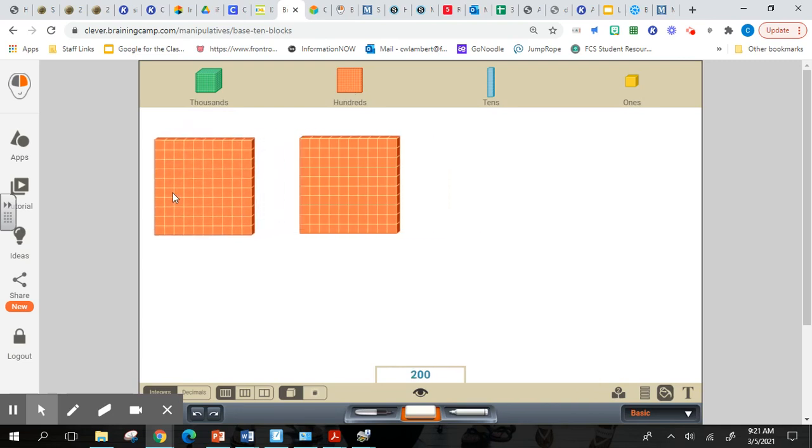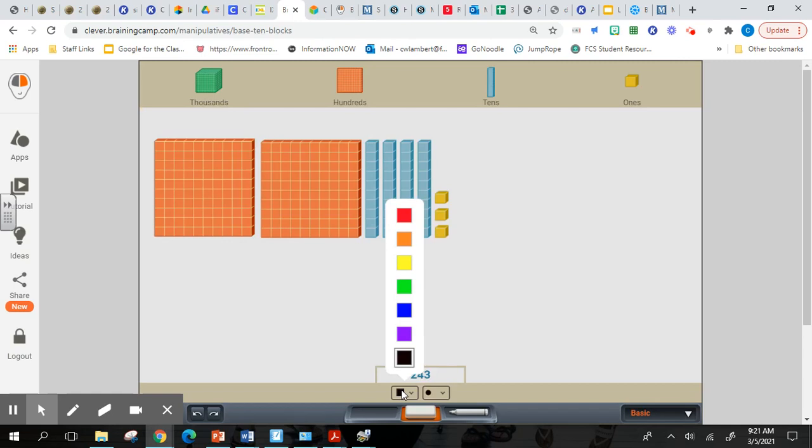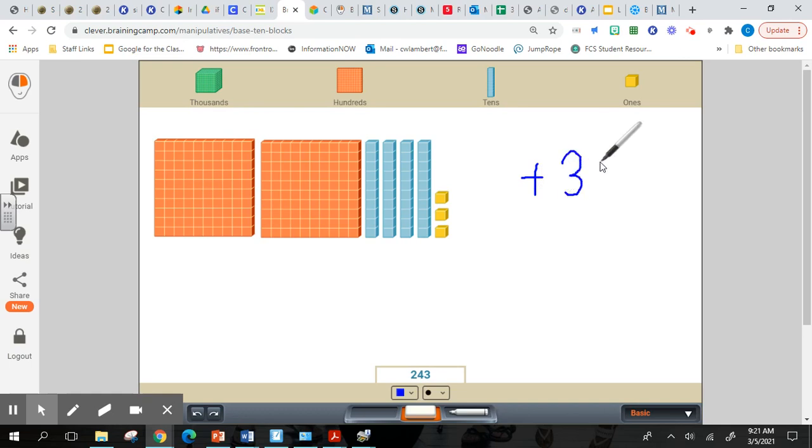Let me scoot that to this side. All right, so we have 200. And we have 10, 20, 30, 40, 243. So you can see our number right here. We have 243. Well, I want to also add to this. Now we've done 100 more, 100 less, 10 more, 10 less. We're going to take that a little bit further today. So today we're going to do 300 more.